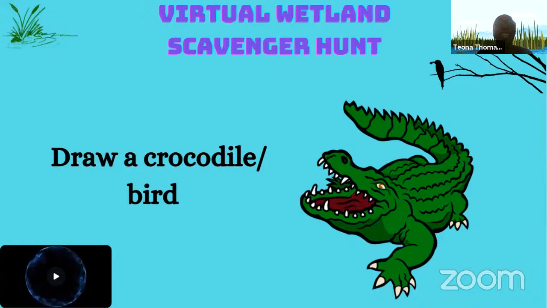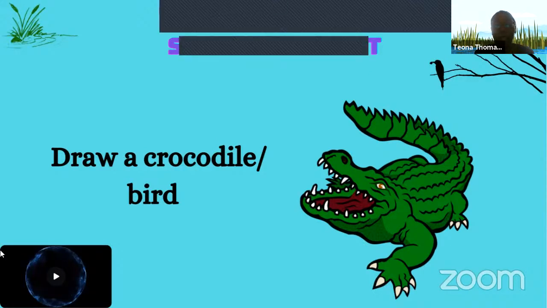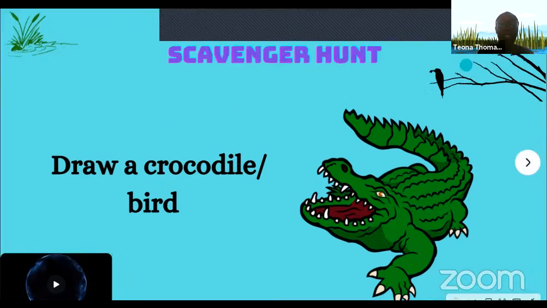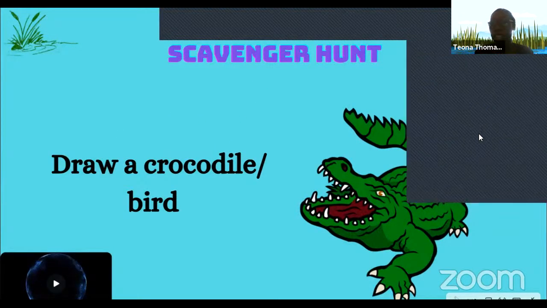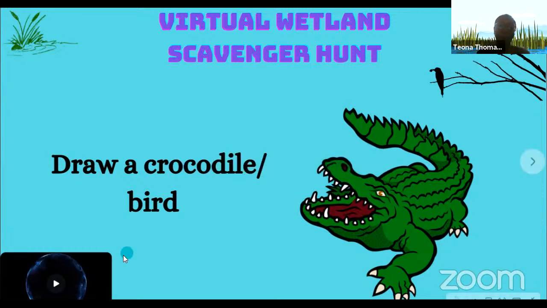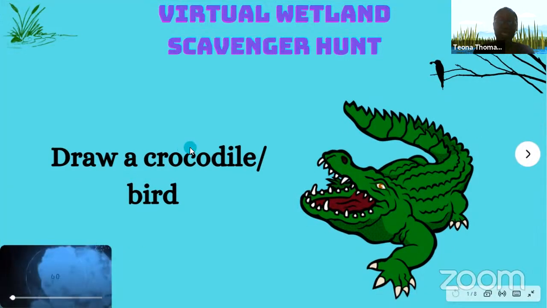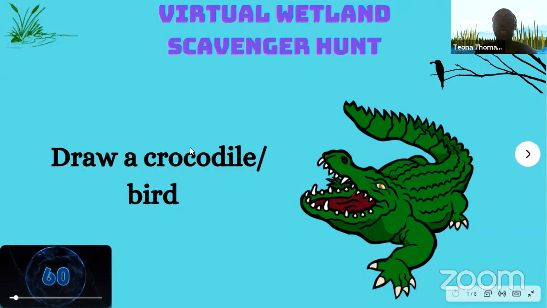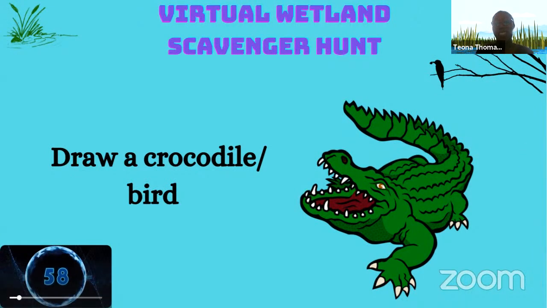Alright, so it's pretty much just an activity that we do before we go into the presentation, just to have a little fun. All right, so we're going to start the icebreaker challenge now. The instruction is on the screen, so you have 1 minute to carry out each activity. So let's begin. First, you have to draw a crocodile or a bird.